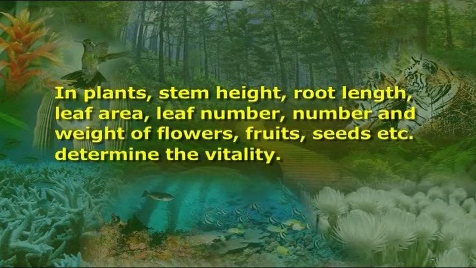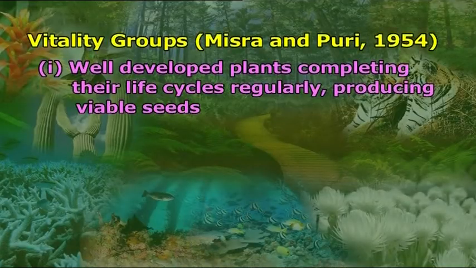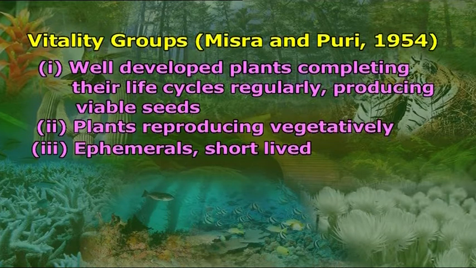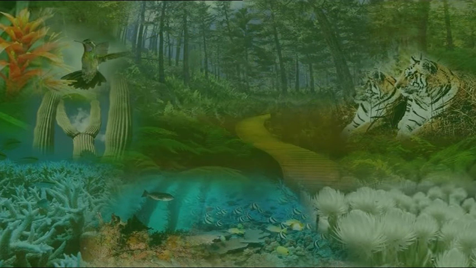determine the vitality. On this basis, plants are grouped into different vitality groups. Misra and Puri in the year 1954 gave 3 groups: well-developed plants completing their life cycles regularly, producing viable seeds; plants reproducing vegetatively; and ephemerals, short-lived.